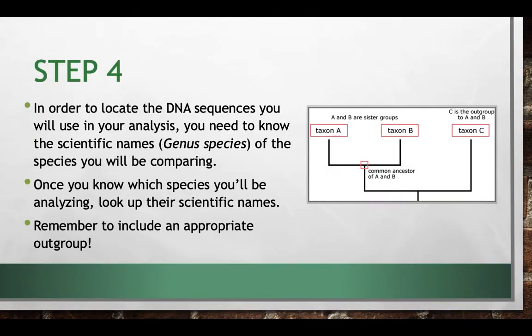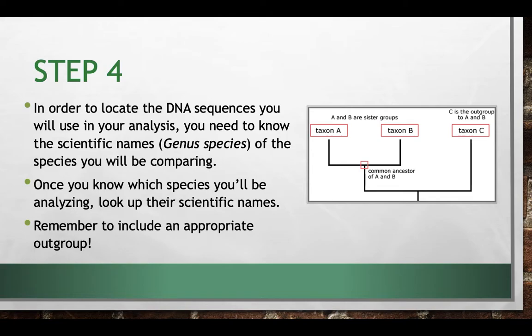The fourth step is to look up the scientific names for the organisms that you're going to be comparing. You do need to know those scientific names because when you search the database for the DNA sequences, you'll have to put in the scientific name, not the common name of the organism. Once you have those names, you can enter those into the search bar on the website. I'll show you how to do that in just a moment.